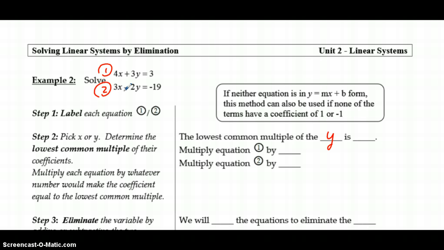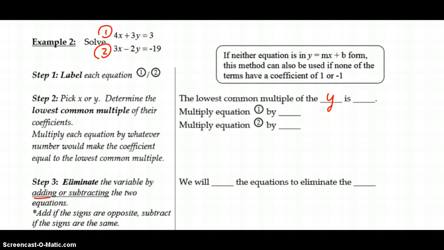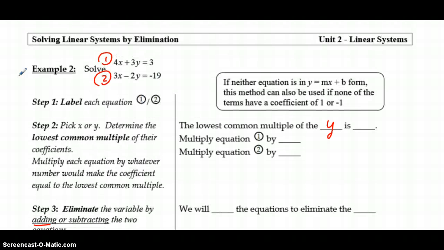I actually don't need to worry about the negative, because if you have one positive and one negative, when we get down to the eliminate step, we actually get to add, which is much easier than having to worry about subtracting negatives. So I'm just going to look at the numbers, 3 and 2. The lowest common multiple is 6. What do I need to multiply 3 by to make it a 6? I would have to multiply it by 2.